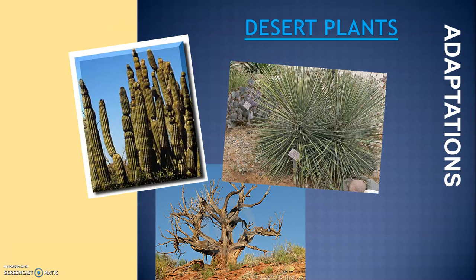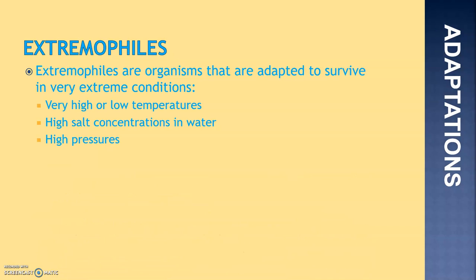All right, so one thing we need to talk about now is extremophiles. Extremophiles are organisms that are adapted to survive in very extreme conditions. So we're talking about very high or very low temperatures, high salt concentrations in water, and high pressure. I remember a couple of months ago, they discovered a particular species, a very, very small animal that is able to survive in space. And that is quite interesting. They've argued that it should be able to survive on other planets as well. So it's very interesting how we've got extremophiles, animals that can survive in extreme conditions.